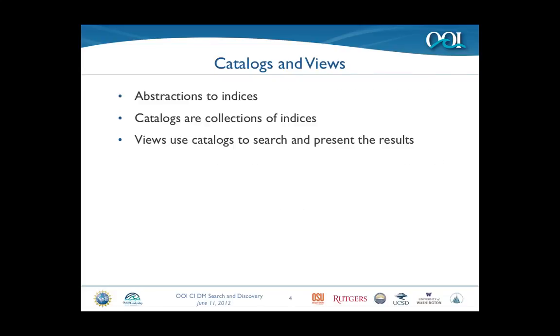Catalogs and views. Catalogs are just a group of indexes. It keeps track of things that they have in common and aggregates what you could be searching for and the metadata along with it. And views are essentially just a group of catalogs with searchable options so that the results of querying against a catalog are displayed or presented differently.